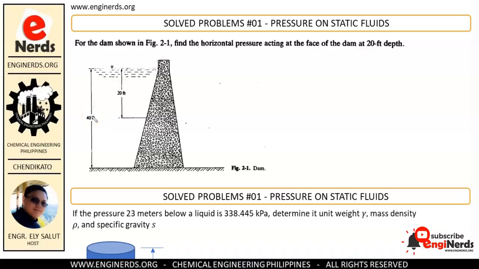Hi guys! So ngayon sisimulan na natin mag-solve ng problems involving pressure on static fluids. So bahagi pa rin ito ng ating lecture about fluid mechanics and hydraulics. So simulan natin with this problem.